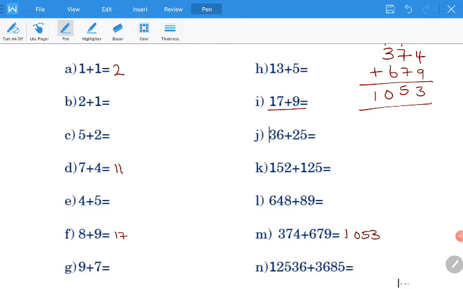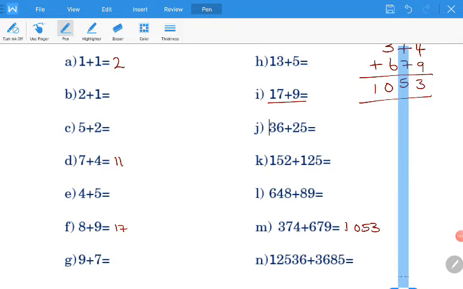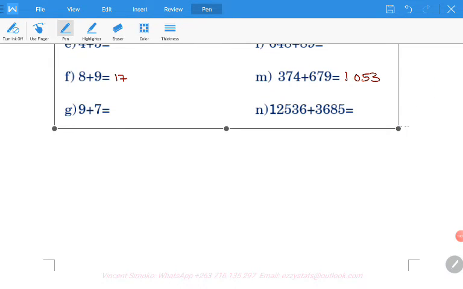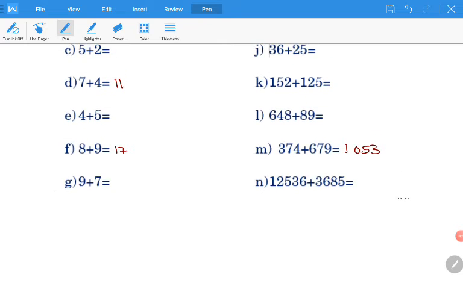So the other expressions that I have not solved, I will leave these ones to you as your homework. They are pretty much easy to solve.